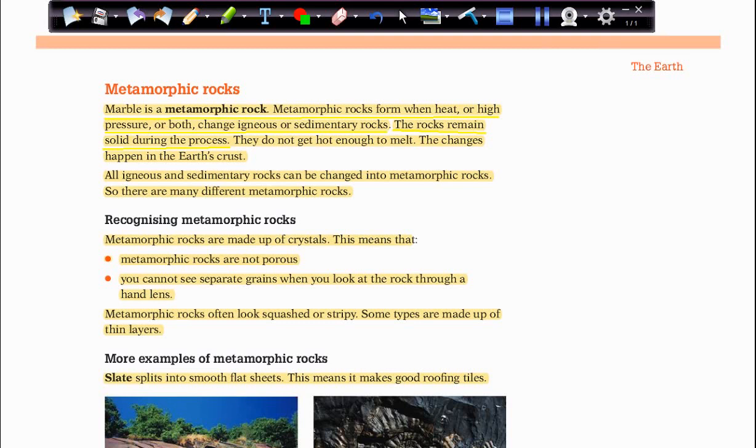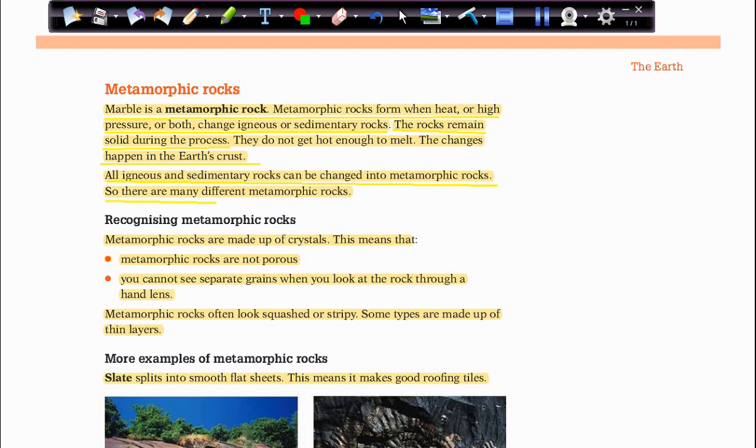They don't become liquid. They are still solid. So the changes happen in the Earth's crust, because we know that the Earth's crust is solid. We can find one of these cores is a liquid, not the mantle, but the crust is solid. All igneous and sedimentary rocks can be changed into metamorphic rocks.